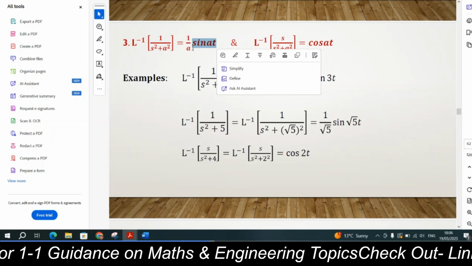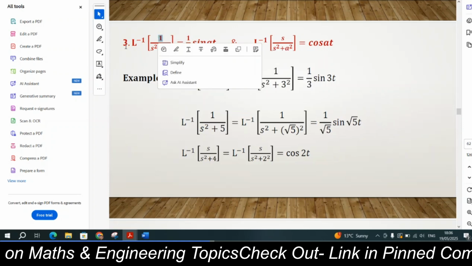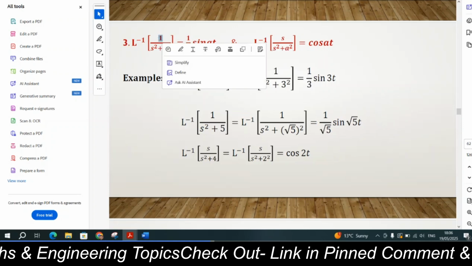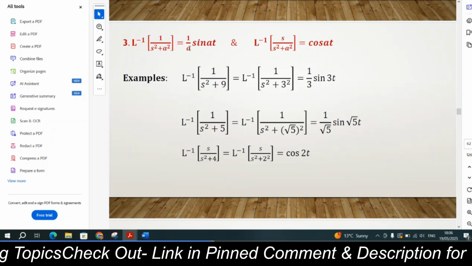Why does the sine one have a denominator? You mean this, the number? Yeah, why is it 1 upon a sin at? Correct. You understand, for sin at, the Laplace transform is a upon s square plus a square. Oh, right. Okay.